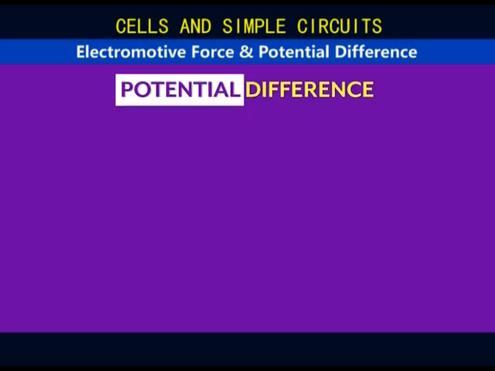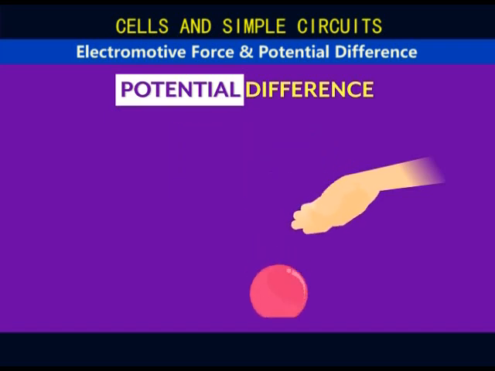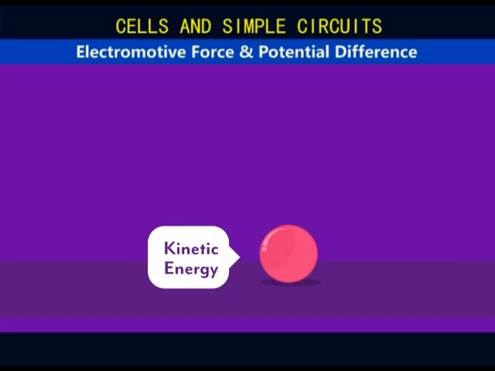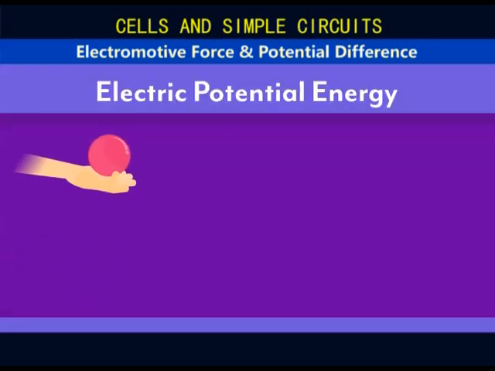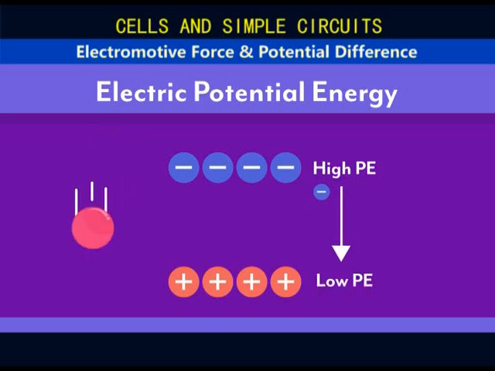When you hold a ball in your hand, it possesses potential energy. So when you drop it, this potential energy is gradually converted to kinetic energy. Just like the ball in your hand has high potential energy, a negative charge close to another negative charge has high potential energy. If left free, the charge will be repelled by the other negative charges and will move towards the positive charge, just like the ball will fall towards the ground.